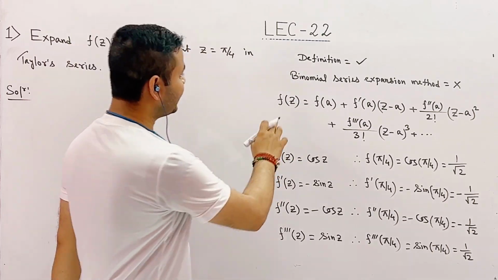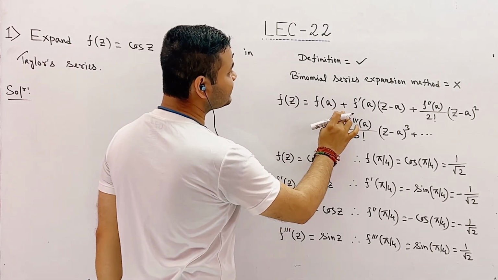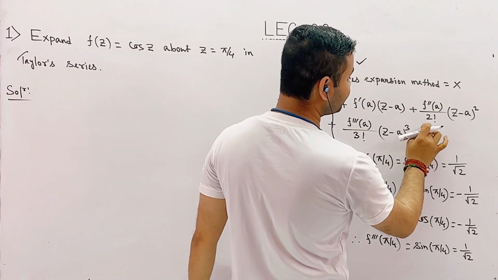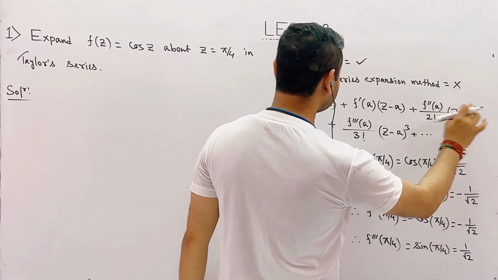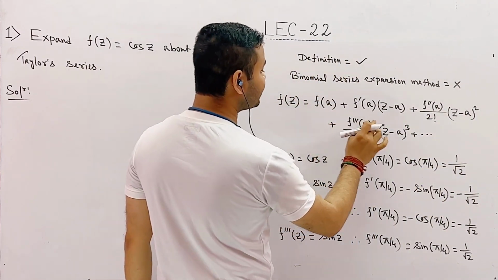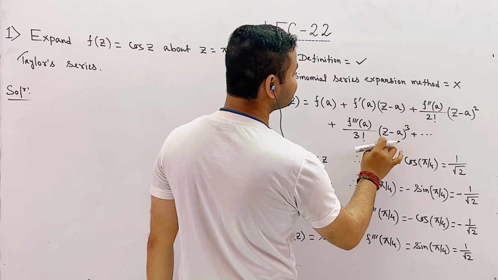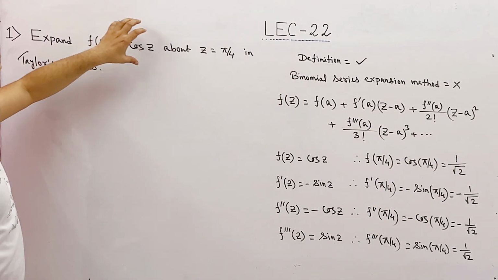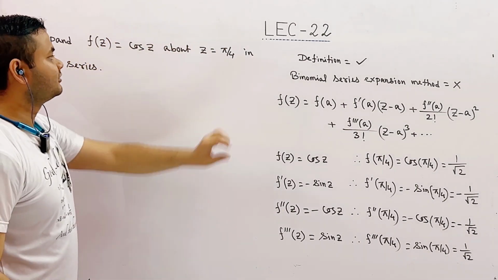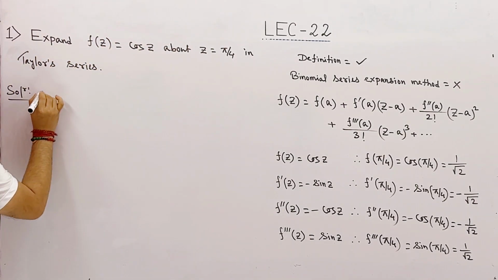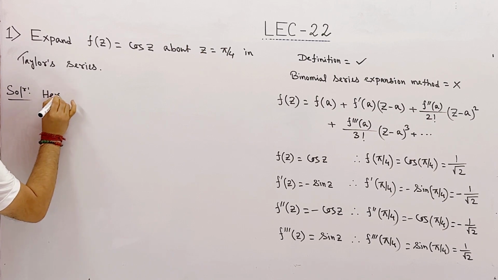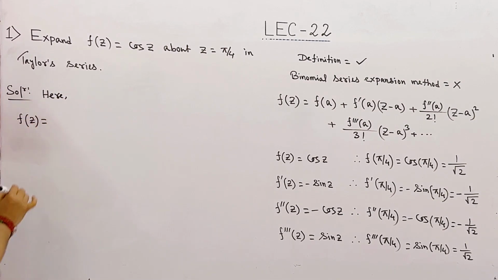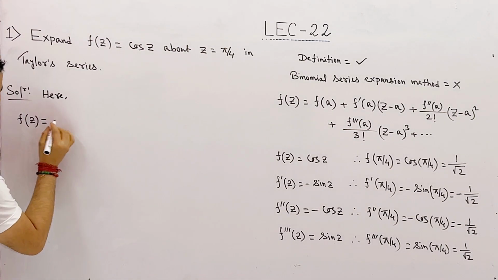F of z is equal to f of a plus f prime a into z minus a plus f double prime a divided by 2 factorial into z minus a whole square plus f triple prime a divided by 3 factorial into z minus a whole cube plus dot dot dot. Now let us expand this function about z equal to pi by 4. So here f of z can be expanded about z equal to pi by 4 in this way.